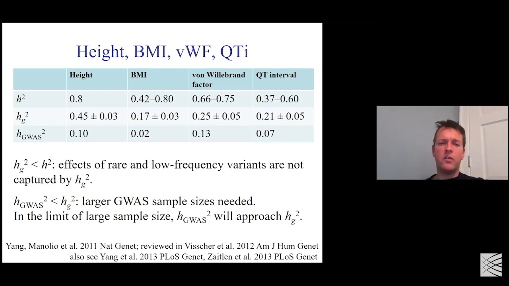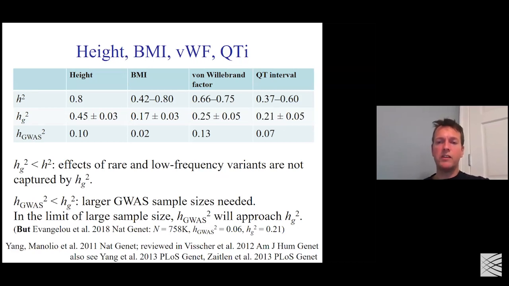And so in the limit of large sample sizes, we might hope that as our GWAS gets hugely large, then we'll identify all the associated SNPs, and H-squared GWAS will approach H-squared G. But there is a bit of a caveat here. Even if you've got a humongous sample size, like 758,000 samples for blood pressure, if it's a really polygenic trait like blood pressure, 758,000 samples is not enough, and it's not even remotely close to being enough. And H-squared GWAS at 0.06 may still be a lot lower than the SNP heritability of 0.21.